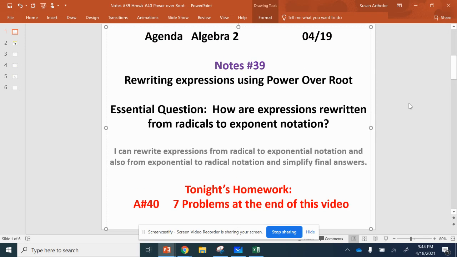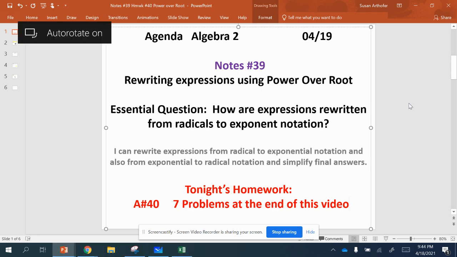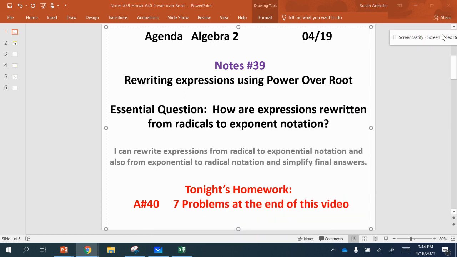There we go. We're going to do notes and homework today. You'll need 2 pieces of paper. So today is notes number 39, and we're going to be rewriting expressions using what's called power over root.